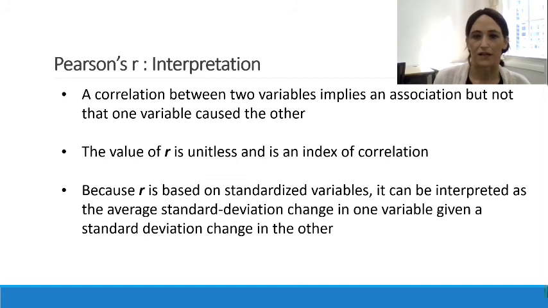Okay, so it can be interpreted as an average standard deviation change in one variable given average standard deviation change in the other. That's how it's calculated, which we're not going to get into the nitty-gritty on how to calculate R. We let a computer do that for us.